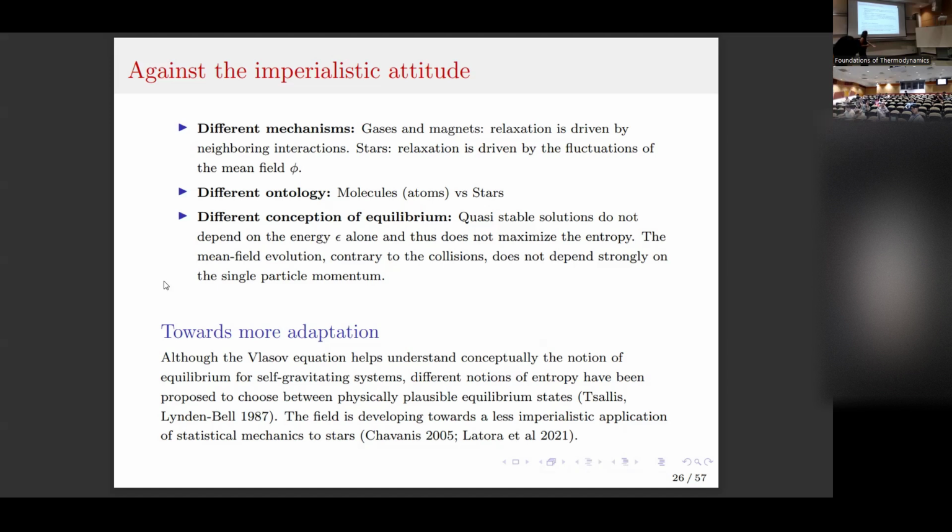So what is happening here is that the more the field advances, the more we see certain adaptation of the tools and the framework of statistical mechanics to this new domain. For instance, although the Vlasov equation helps us understand conceptually the notion of equilibrium for self-gravitating systems, different notions of entropy have been proposed to choose between physically plausible equilibrium states. And there have been definitions of entropy that have been proposed as sui generis to self-gravitating systems, like Tsallis entropy, for instance, and Lynden-Bell.